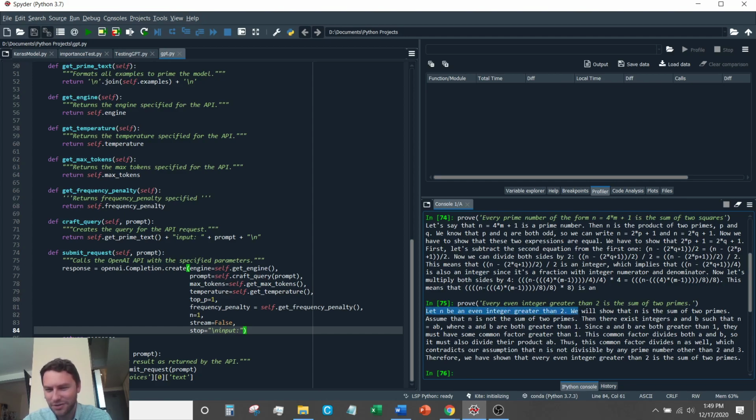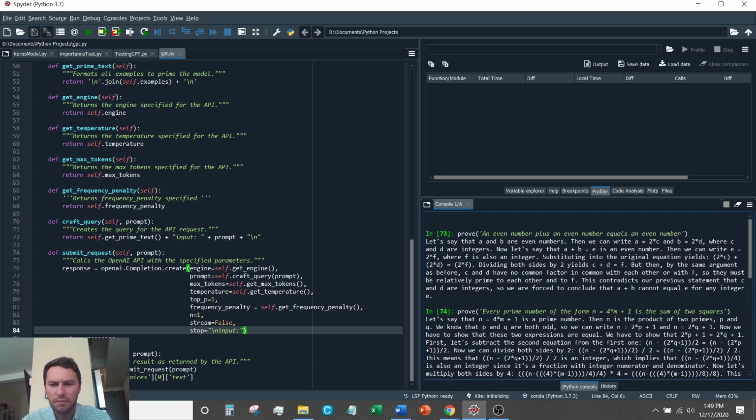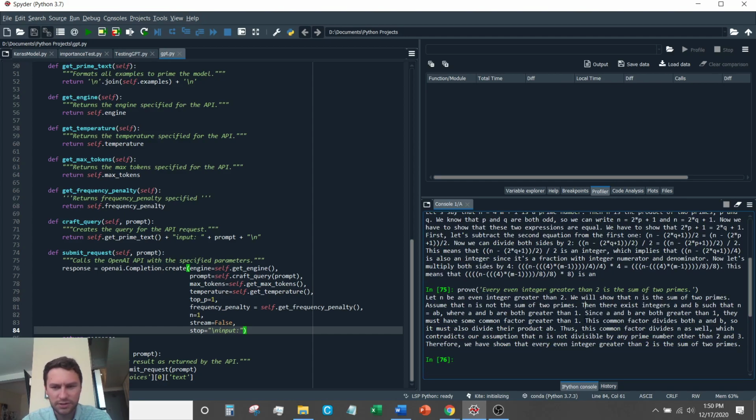Let n be an even integer greater than 2. Okay. We'll show that it's a sum of 2 primes. Prove that, that'd be great. Assume that n is not the sum of 2 primes. So prove by contradiction. It seems to do that for most of the approaches, actually, which is interesting because that's not the majority of my examples. There exist integers a and b such that n equals a and b, where a and b are both greater than 1.